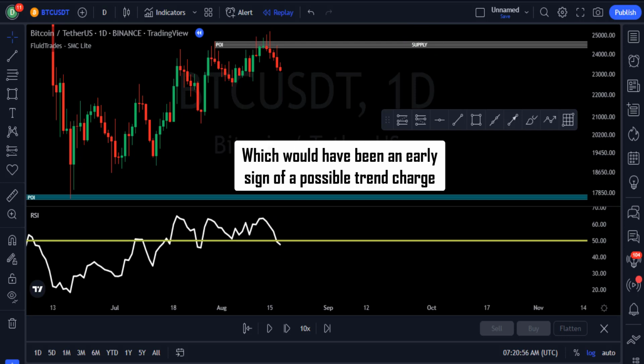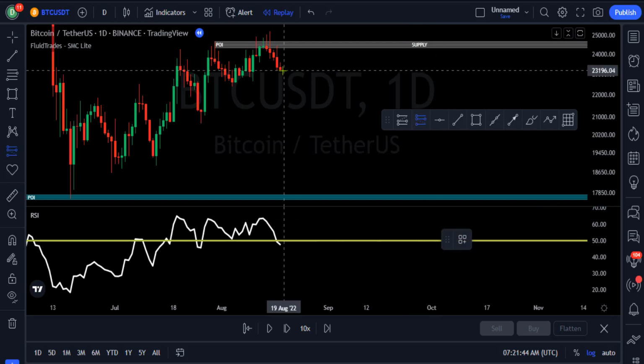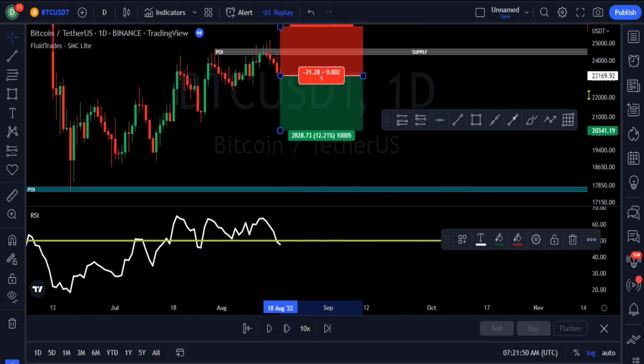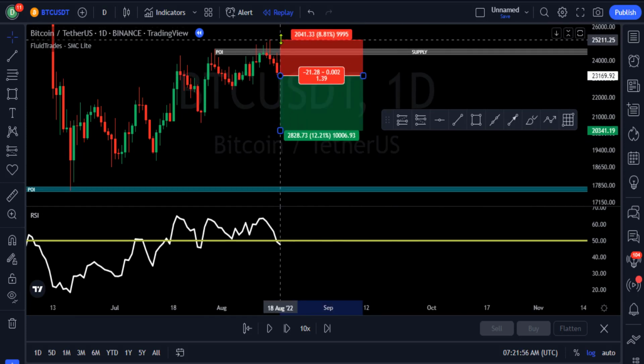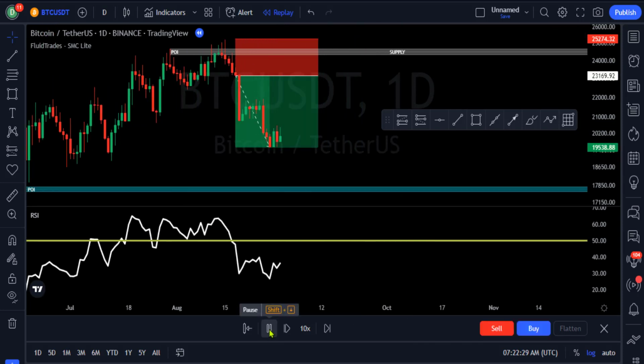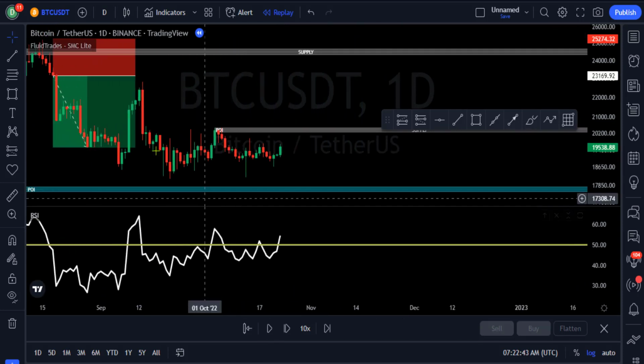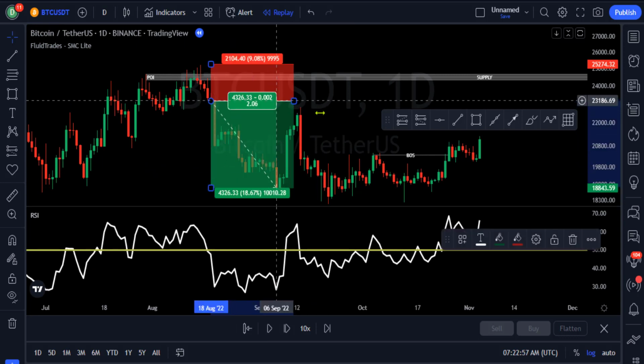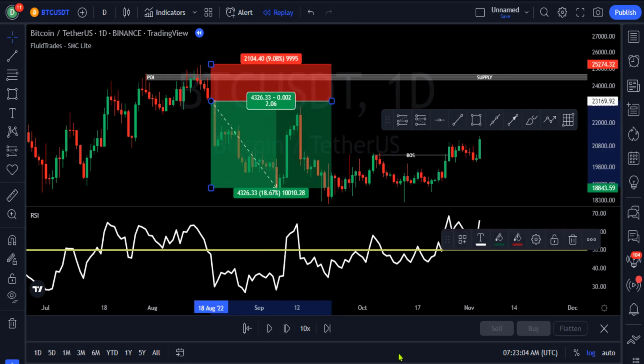a possible trend change. Then you could have placed a short trade like this at the close of this candle, and set your stop loss above this supply zone, or at this swing high, and extend your profit target like this. If we press the replay button like this, you can see that this would have been a good short trade opportunity. Now, let's introduce our last and the confirmation indicator.